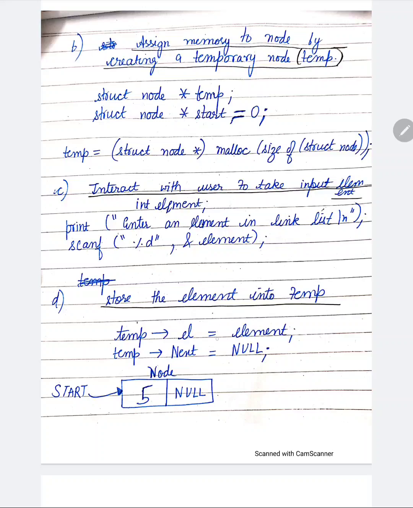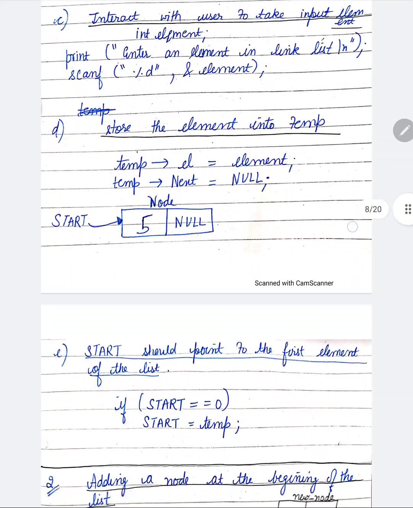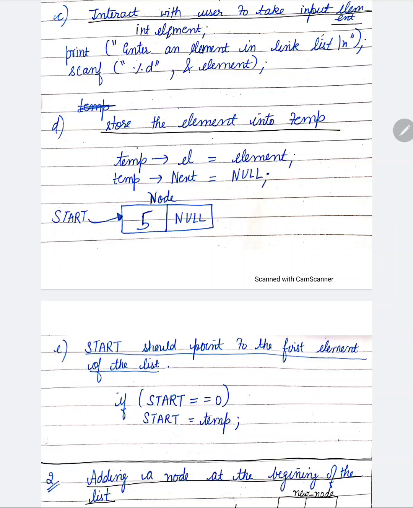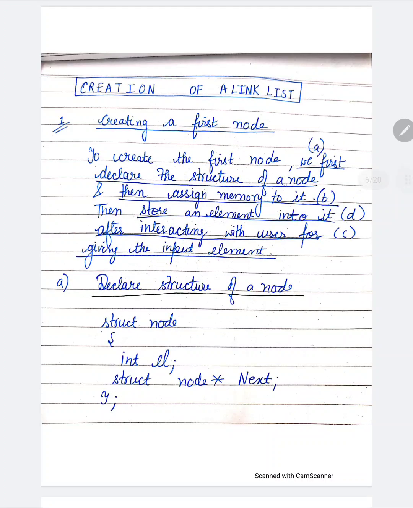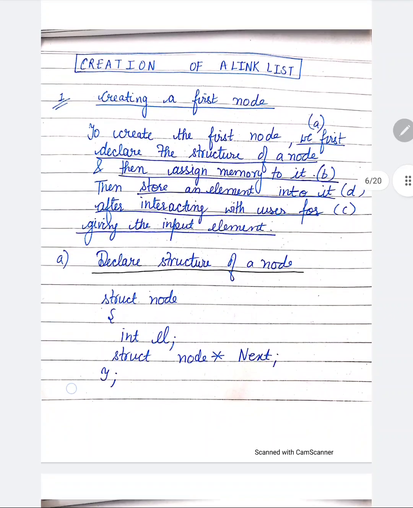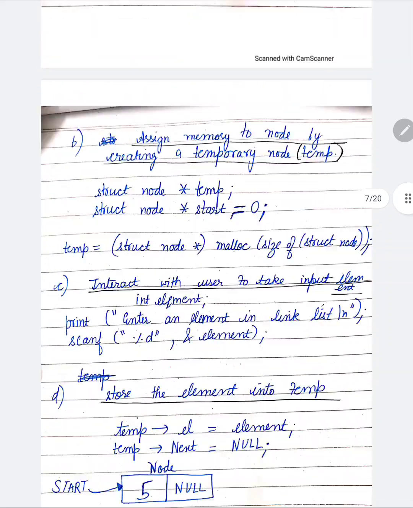Suppose the user enters 5, so this 5 will go to the el part, and temp arrow next equal to null because this becomes the first node of the list, and then start should point to this temp only. So start equal to temp. So, if start equal to 0, start equal to temp. So these are the 4 steps that we did. The first step is declare the structure of the node and assign memory. Second is store an element into it. Third is after interacting with the user, put the element into the node, and fourth is point start to this node. So these are the steps.